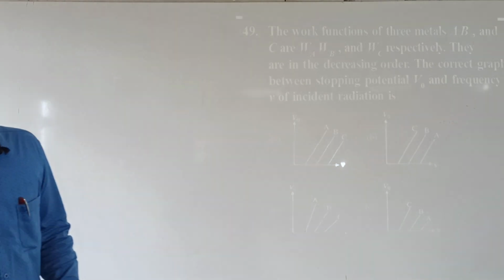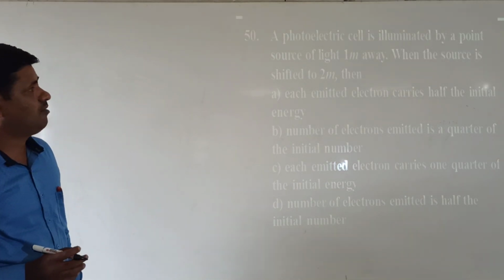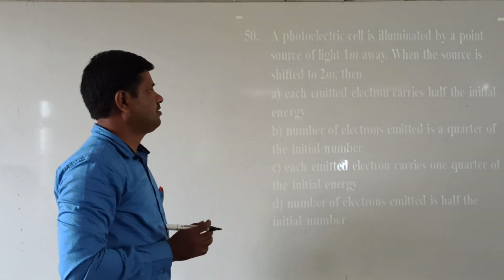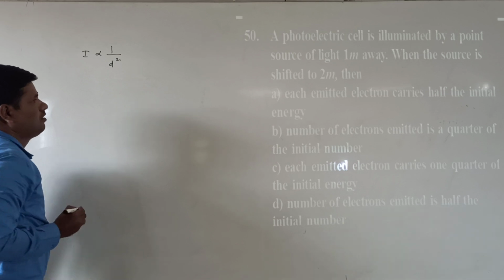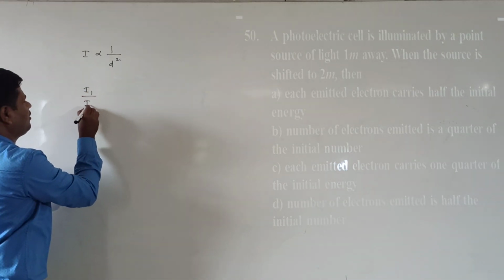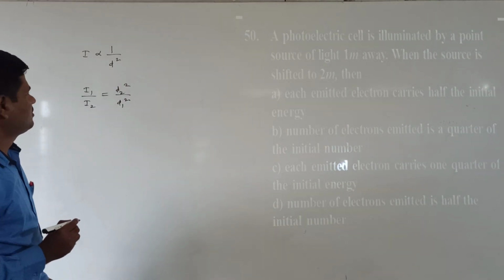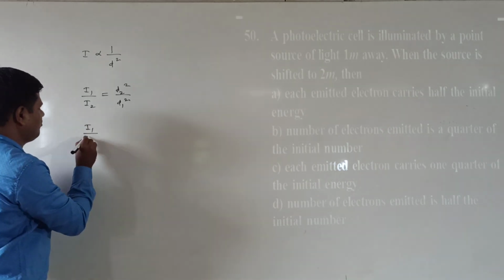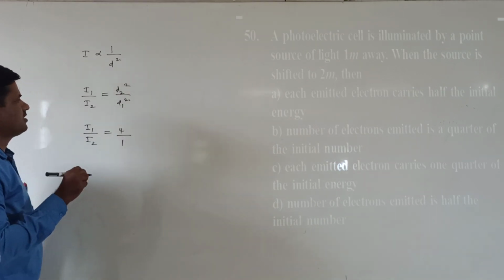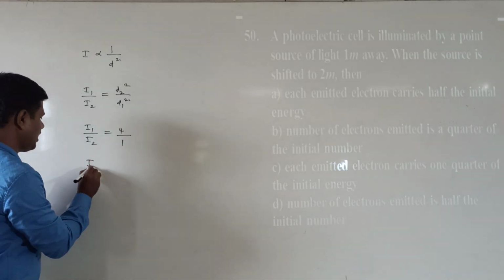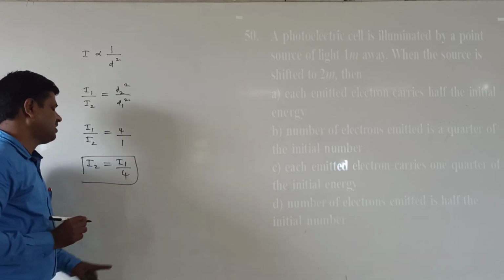Next we go to question number 50. A photoelectric cell is illuminated by a point source 1 meter away, and the source is shifted to 2 meters. Intensity is directly proportional to 1 by d square, so I1 by I2 is equal to d2 square by d1 square, which is 2 square by 1 square, equal to 4 by 1. So I2 is equal to I1 by 4. When the distance increases, intensity becomes 1 by 4.